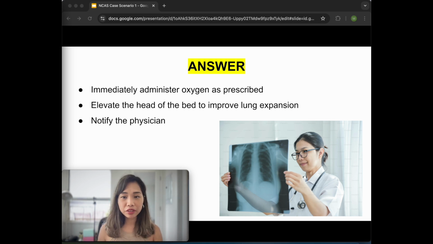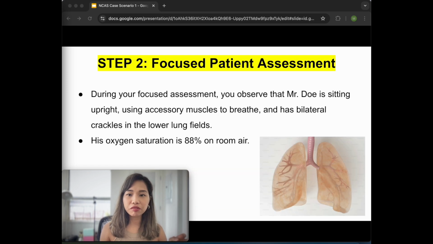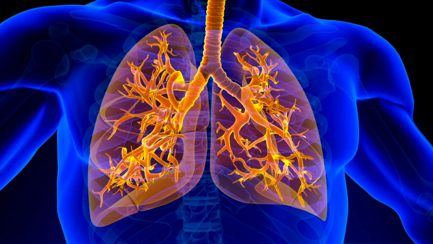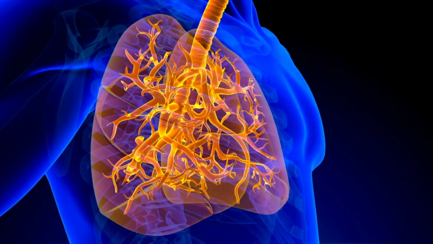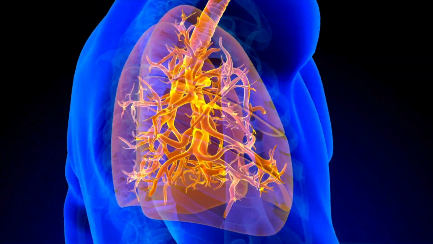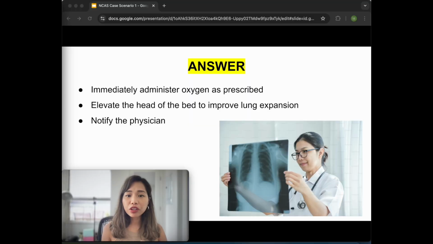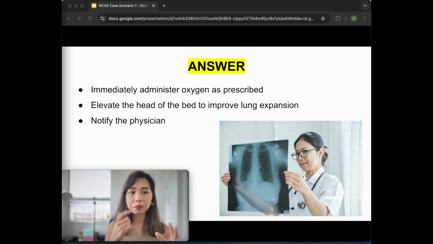Just to give you some pathophysiology and rationale behind this. So the patient is having crackles, right? The information we had previously, the patient has bilateral crackles in the lower lung fields, because what's happening is there's now fluid accumulation in the alveoli because of pulmonary congestion, and that is a hallmark symptom of heart failure. Why do we want to elevate the head of the bed? Again, I said to improve lung expansion.